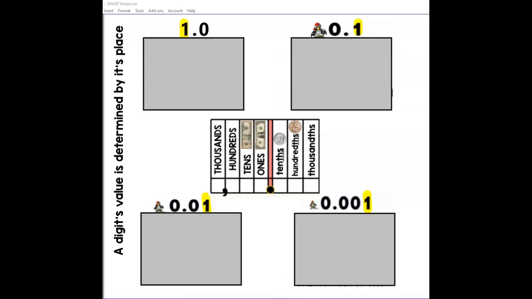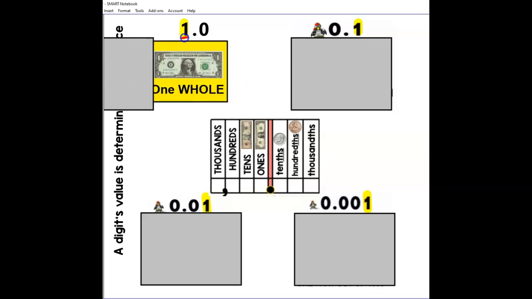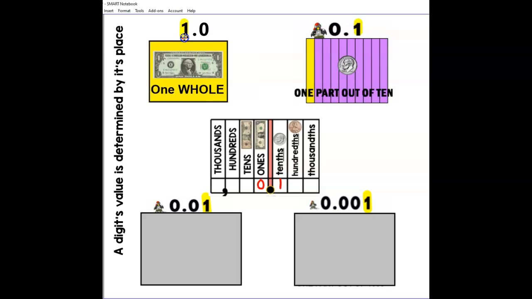Just like when we're talking about whole numbers, we can move to the right of the decimal point and see a pattern as well. So now I've got my 1 in my ones place. Again, I could picture that as my $1 bill. If I move over one place and now I have a 1 in my tenths place, I could picture that as 1/10 or 1 dime.